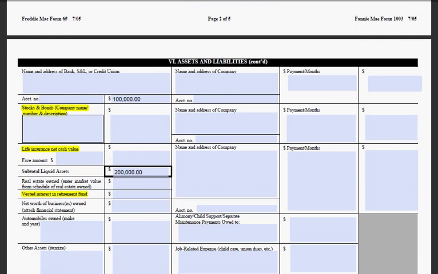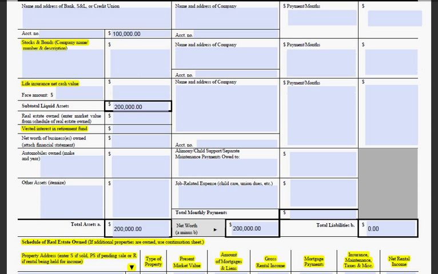Same thing with stocks and bonds. If you say you have $100,000 in stocks and bonds, well, where is it held? Fidelity Investments, you tell us. Life insurance, retirement fund, business owned, etc. This is very commonly left blank, automobiles or other assets. The idea with all this is to get a good net worth. We want to see your true net worth. If you have a $100,000 Mercedes, we want that to be included in your total net worth.